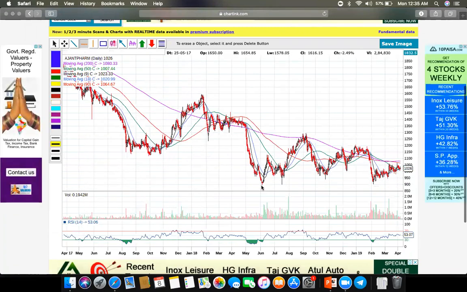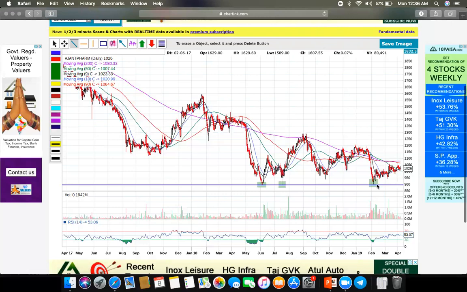Another example which we can take is Ajanta Pharma. Now, as mentioned earlier, this point, this point and this point, these three points are acting as a support because the share price did not breach this line. So this was a point, this was another point, and this was a point wherein you could have initiated a buy for Ajanta Pharma.